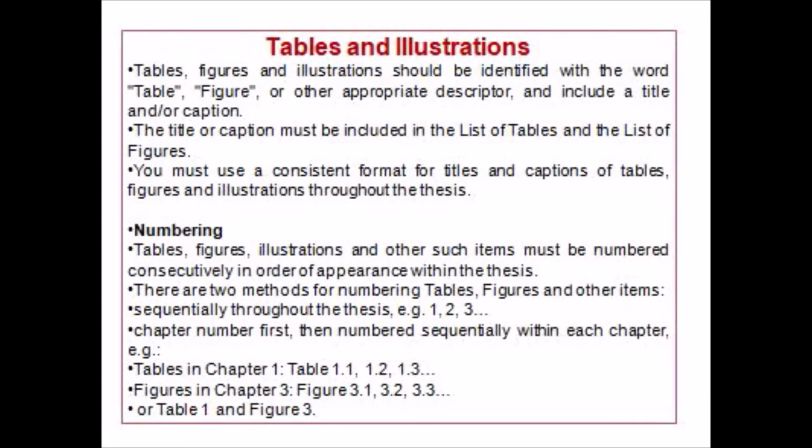Next, numbering. Tables, figures, illustrations and other such items must be numbered consecutively in order of appearance within the thesis. There are 2 methods of numbering tables, figures and other items. Sequentially throughout the thesis, for example 1, 2, 3 and so on. Or chapter number first, then numbered sequentially within each chapter. For example, the first table of chapter 1 is table 1.1.